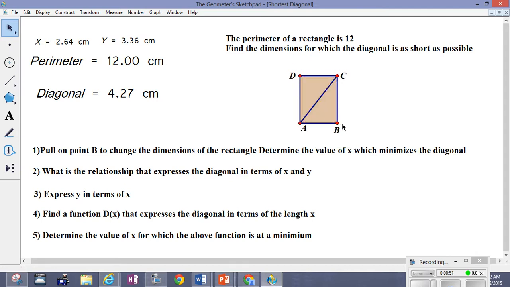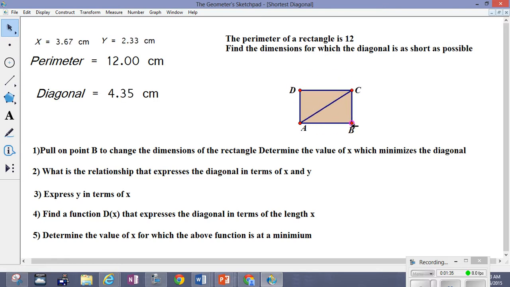So when I drag on this, I'm noting a couple of things. Note that the perimeter never changes. The perimeter is always 12. But the perimeter is determined by the lengths AB, which we're calling X, and BC, which we're calling Y. So they're the length and the width, and they're going to be subject to change. But of course, twice their sum is always going to be 12. You can check on that for yourself if you need to.